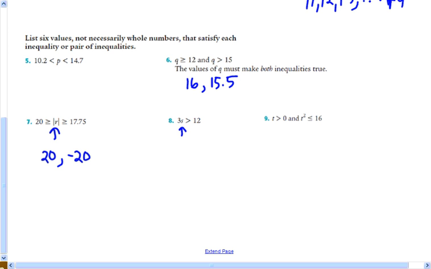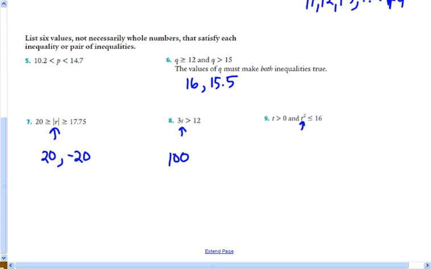Here we're going to multiply 3 times some number, and we want that to be greater than 12. And since we're talking about greater than, we could pick some obvious numbers like 100. 3 times 100 is 300, and 300 is obviously greater than 12.